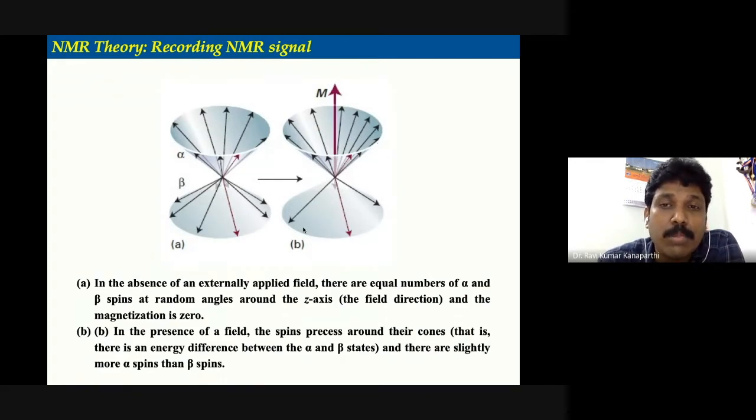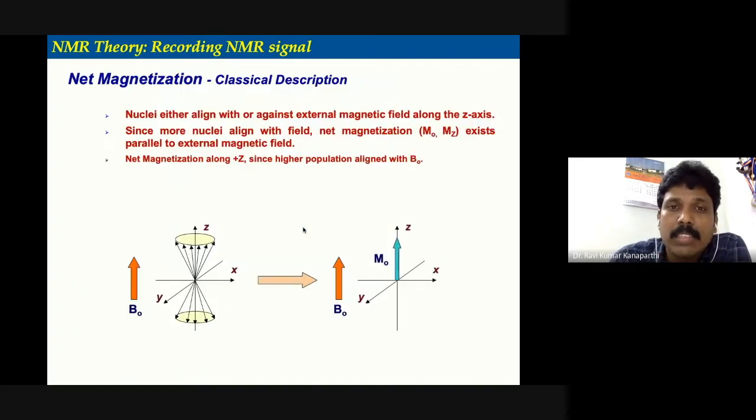But the moment you place it in an external magnetic field, we have an excess number of alpha spins pointing towards the applied field direction, and very few spins, referred to as beta spins, opposing the magnetic field. Therefore, there is an imbalance between the parallel and opposing spins. This leads to a magnetization, which is referred to as the net magnetization.